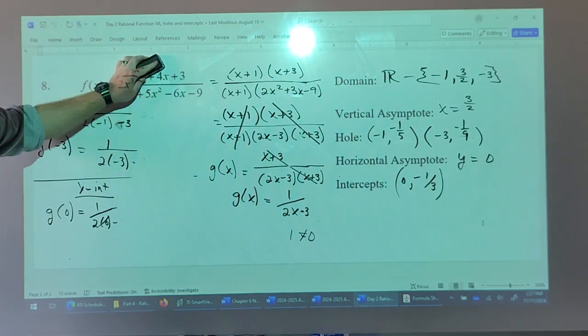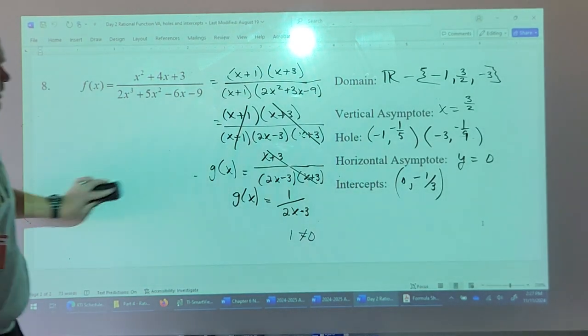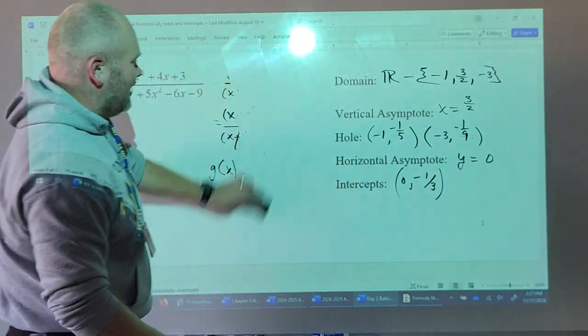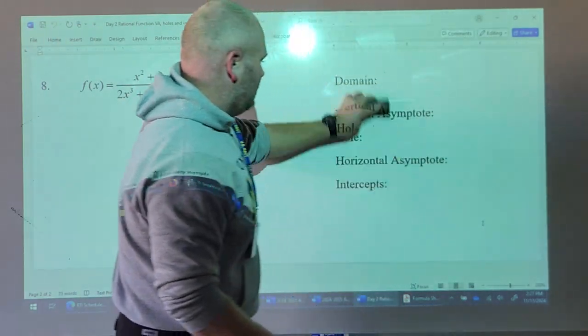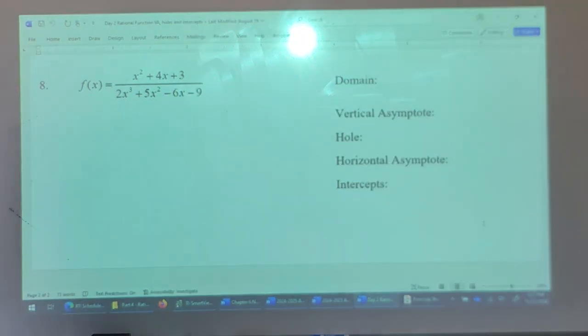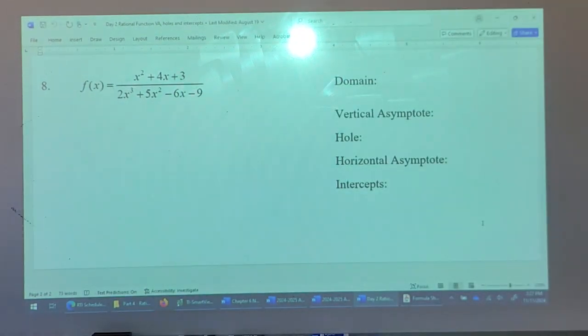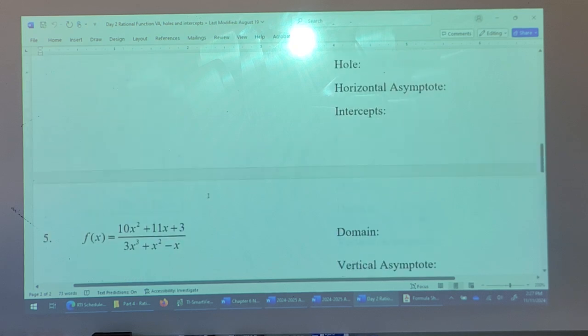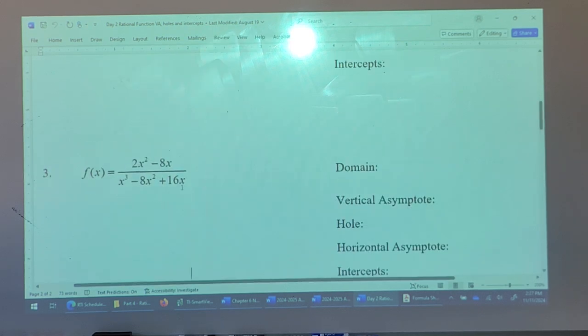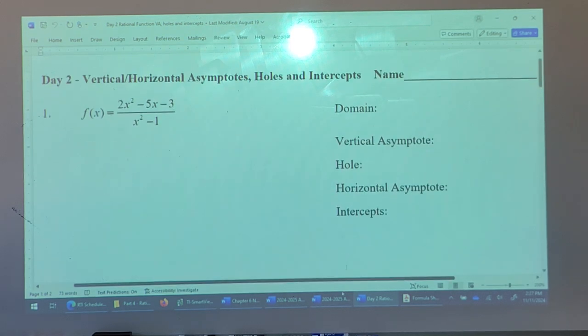All right, I realized that was probably overload. That was a lot, especially once you start incorporating the holes and the intercepts, it gets to be a lot. Okay, but again, that leaves you with numbers 5, 6, and 7 to work on. Leaves you with number 3 and 4 to work on, so 4 problems.